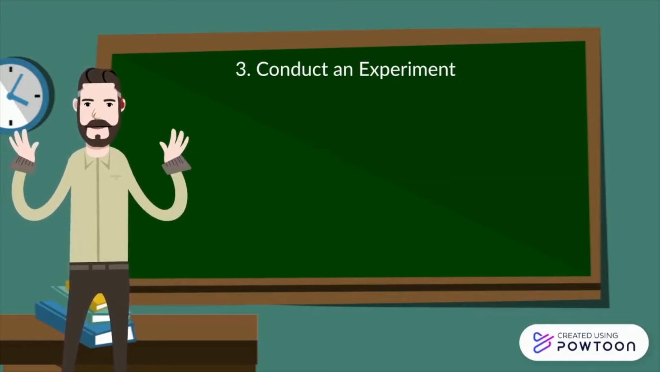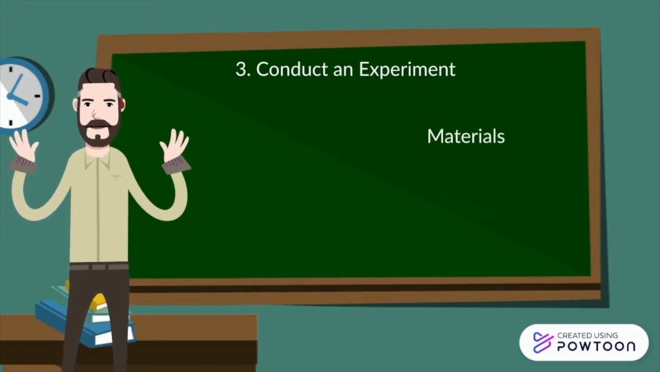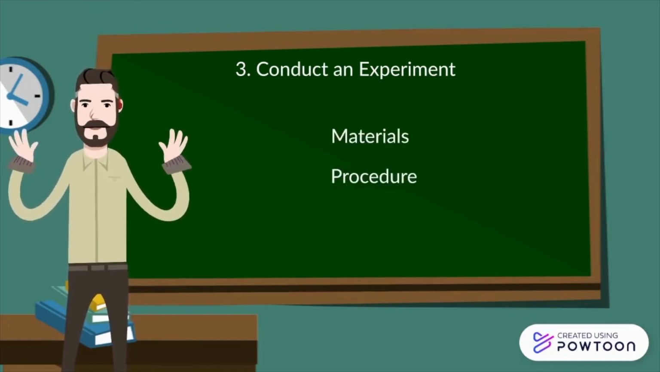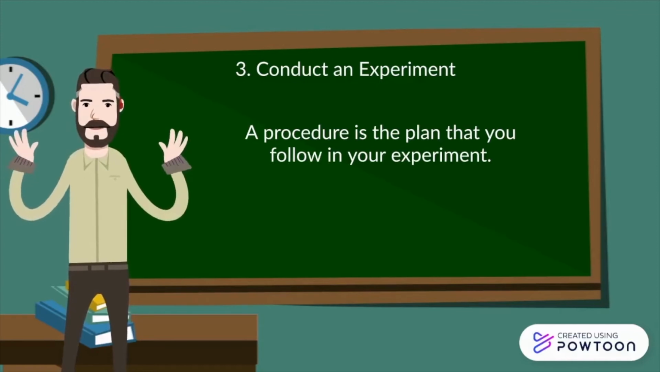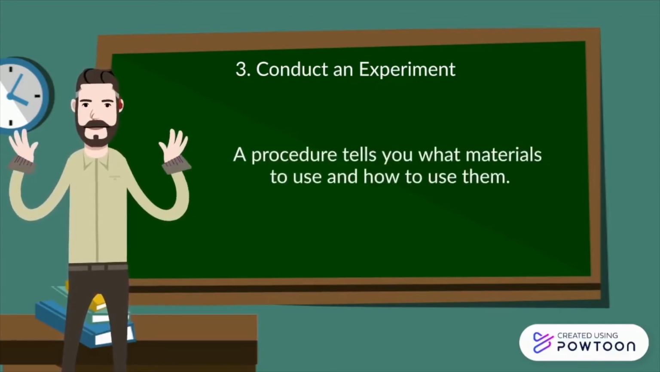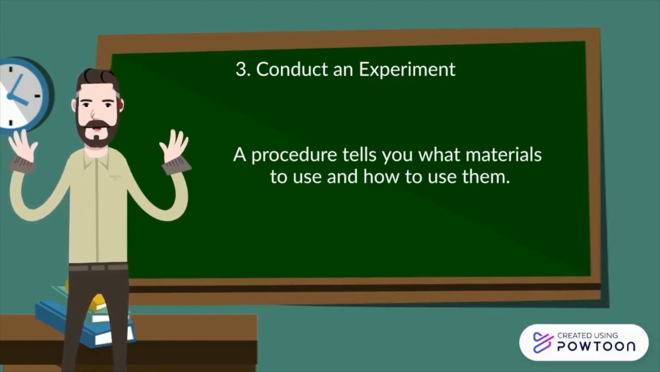To test a hypothesis, you design and carry out an experiment. Experiments involve materials and procedure. A procedure is the plan that you follow in your experiment. Also, a procedure tells you what materials to use and how to use them.